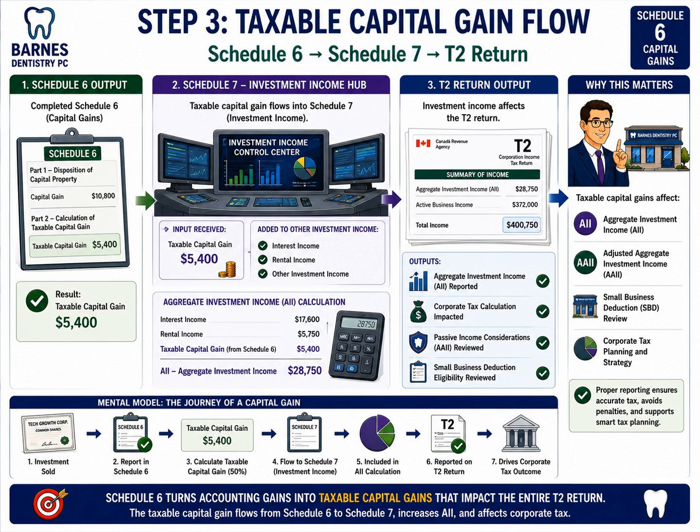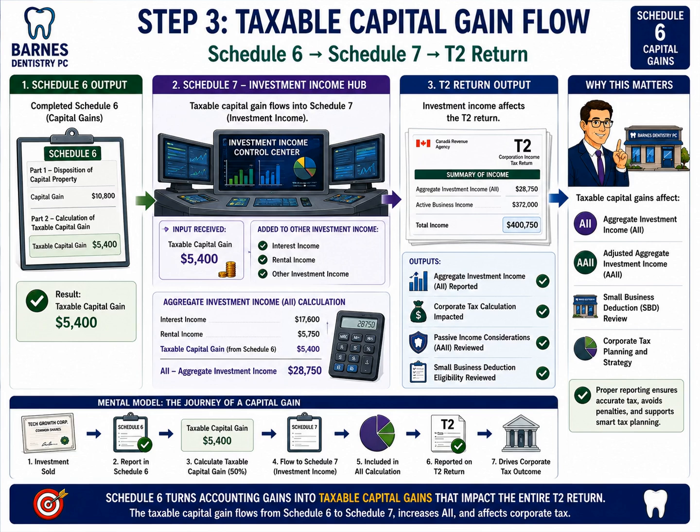Let's look at the aggregate investment income calculation. Interest income of $17,600 plus rental income of $5,750 plus taxable capital gain of $5,400 results in aggregate investment income, or AII, of $28,750. This is one of the most important outcomes of the Schedule 6 calculation. Without Schedule 6, the taxable capital gain would never enter the investment income system correctly.